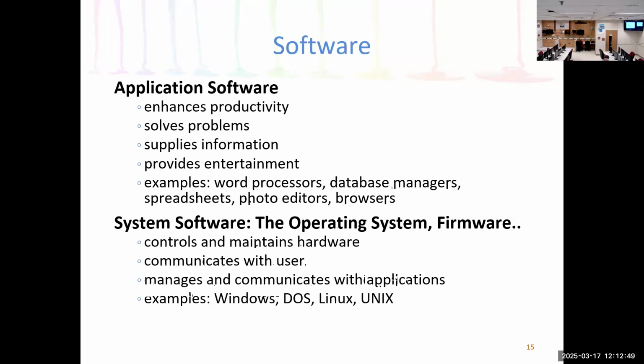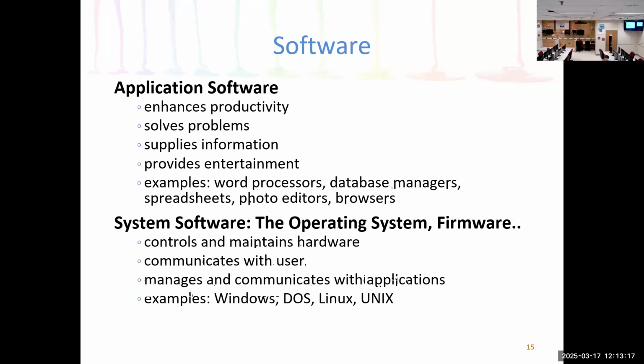So what is the application software? It enhances productivity here, right? So programs here supply information and provide entertainment here. Some of them, you can have the word processor here, database manager, spreadsheet, photo editor, and browser. That's very common here. I think about when I open the computer, you want to work with the Microsoft Word, you want to do some photo editing, you work with the Photoshop, they are application software.